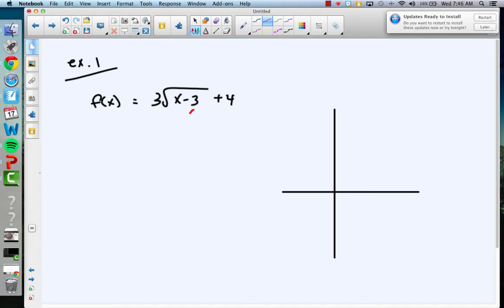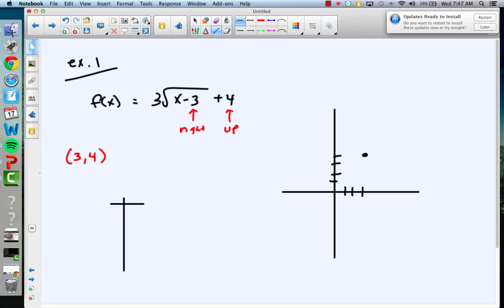So remember, this tells us it goes to the right 3, so it's going to be at x is 3, and then this tells us it's going to go up 4. So the point 3, 4 is going to be our starting point. So let's see, 1, 2, 3, 1, 2, 3, 4. Okay, so here's our starting point, and then I would just go ahead and make your table. You can still use the table of values that we did originally.